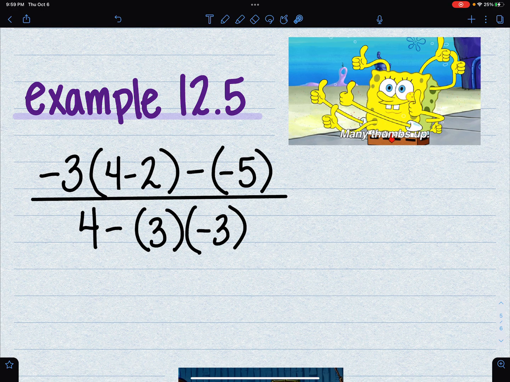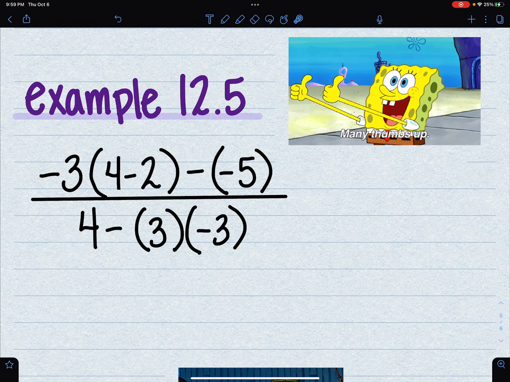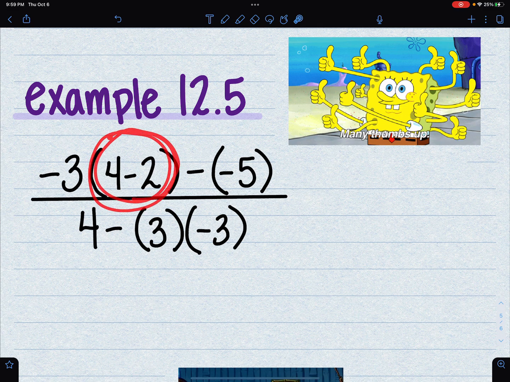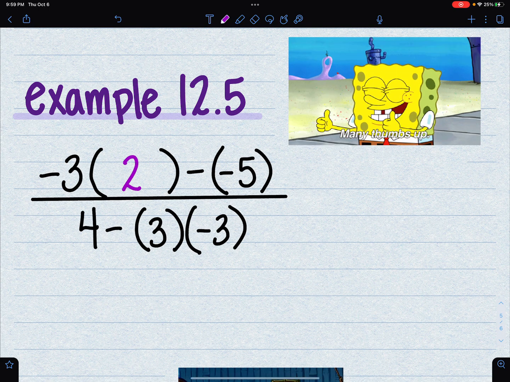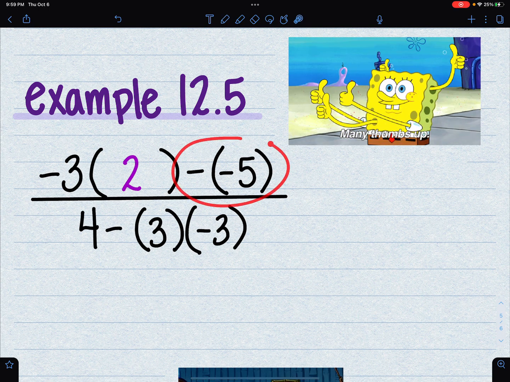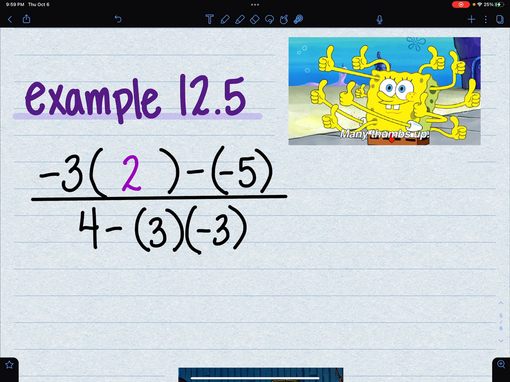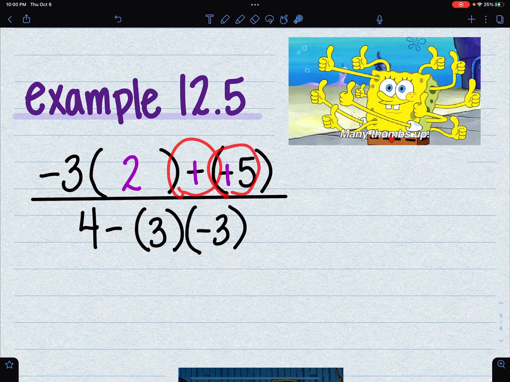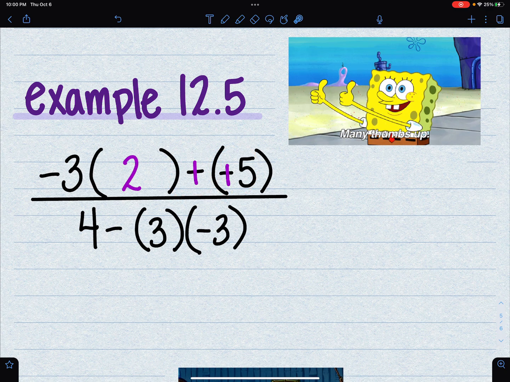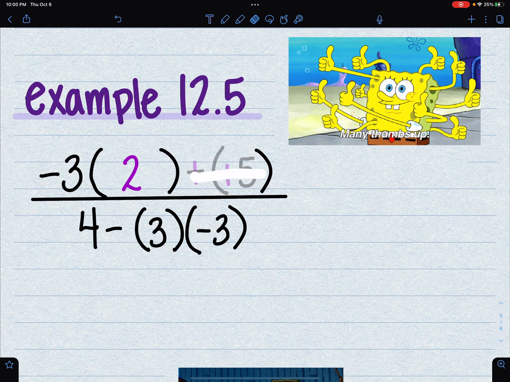First thing we're going to do is work inside the parentheses, and I'm just going to do it all in one go. 4 minus 2. We can simplify that. Let's just make that a 2. I don't like this. This is subtraction. We don't believe in subtraction. We believe in algebraic addition. So let's make it addition. If we change the sign from subtraction to addition, then we also have to change that sign, which makes it a positive 5. So we're just going to simplify this whole thing to plus 5.